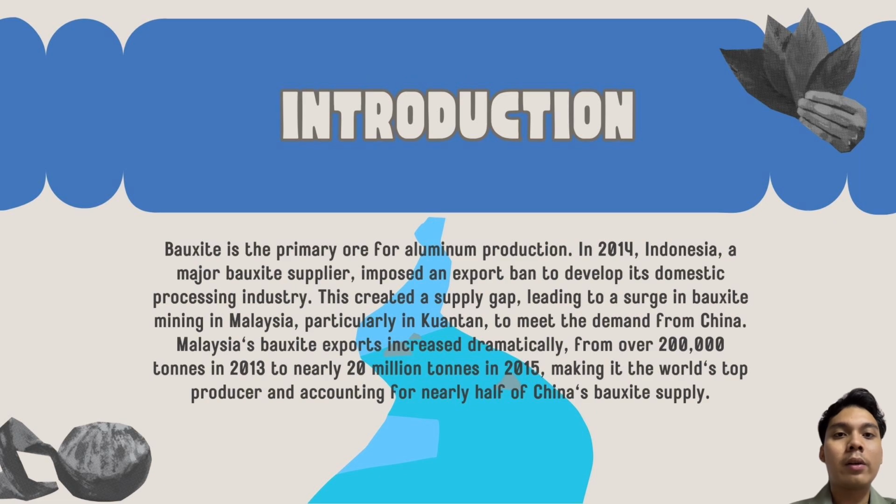Bauxite is the primary ore for aluminium production. In 2014, Indonesia, a major bauxite supplier, imposed an export ban to develop its domestic processing industry. This created a supply gap, leading to a surge in bauxite mining in Malaysia, particularly in Kuantan. To meet the demand from China, Malaysia's bauxite export increased dramatically from over 200,000 tons in 2013 to nearly 20 million tons in 2015, making it the world's top producer and accounting for nearly half of China's bauxite supply.